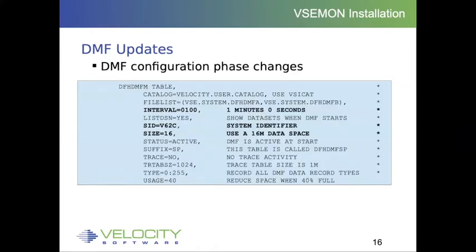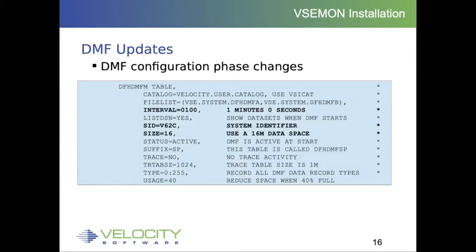The DMF configuration is pretty standard out of the box, except for specifying the interval. Set the interval to 1 minute, and set the data space size for the DMF data to 16 megabytes. That is suggested by CSCS support, actually.